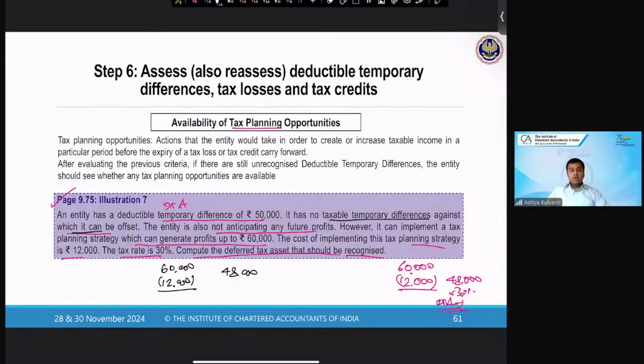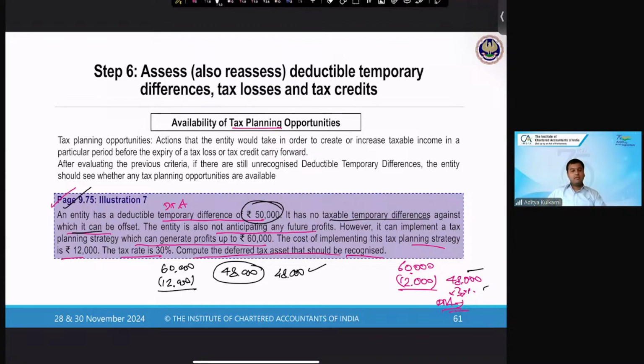So, compute the deferred tax that should be recognized. You have a difference of 50,000, but the available value that you can use is 48,000. So you will recognize a deferred tax to the extent of 48,000. Are we clear with this? Yes, sir. So 48,000 is what you are going to recognize. So that closes this out.